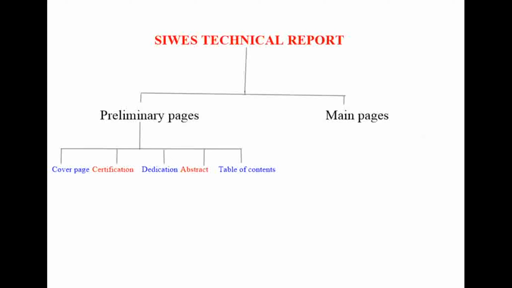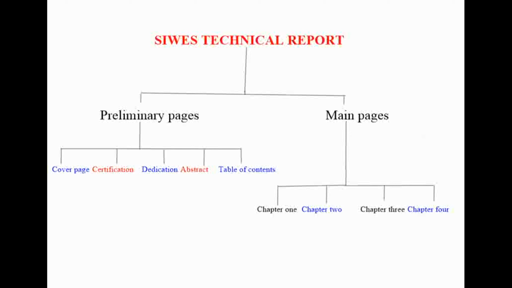Then the table of contents houses the list of all the topics and subtopics that you treated in the technical report with their pages. Under it, you have the table of figures and also the tables that appeared in the technical report. Then in the main pages, we have chapter 1, chapter 2, chapter 3, and chapter 4. Chapter 1 is all about introduction. It talks about what Siwes is all about, the aim and objective of Siwes, a brief history of your place of attachment, and the organogram of your place of attachment.